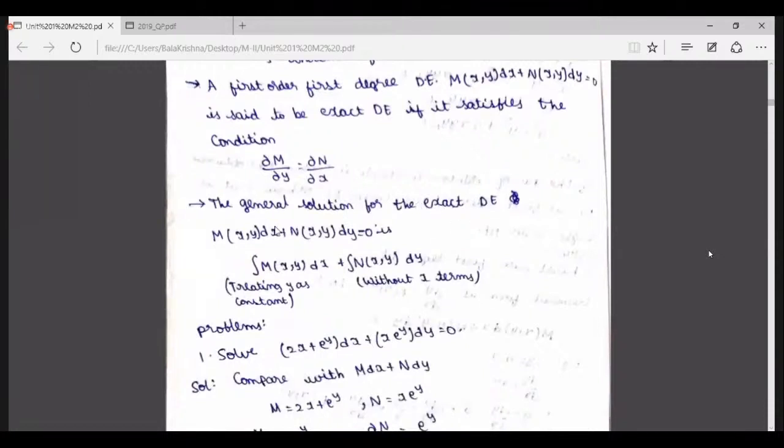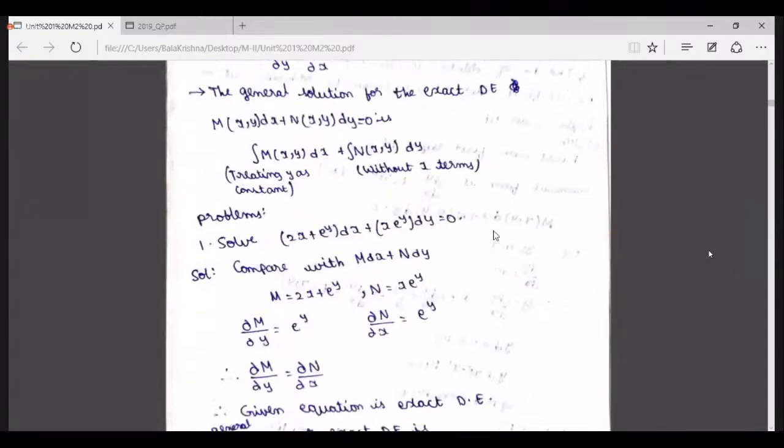If it is exact, its general solution will be like this. You should integrate the M function with respect to x, treating the y terms as constants, plus you should integrate the N function with respect to y, taking only the terms which are free from x. So in the N function, you consider the terms that are free from x terms, and integrate them with respect to y. This is the general solution for an exact differential equation.